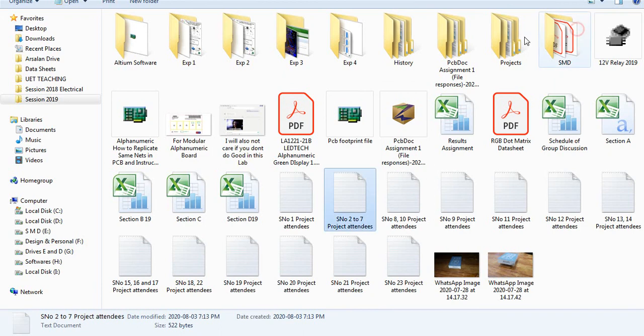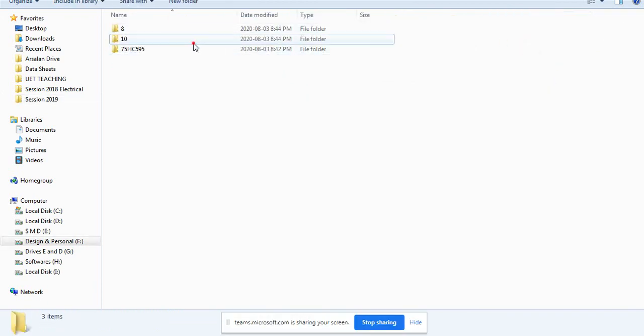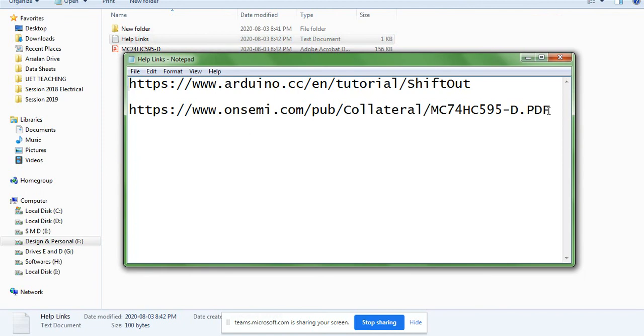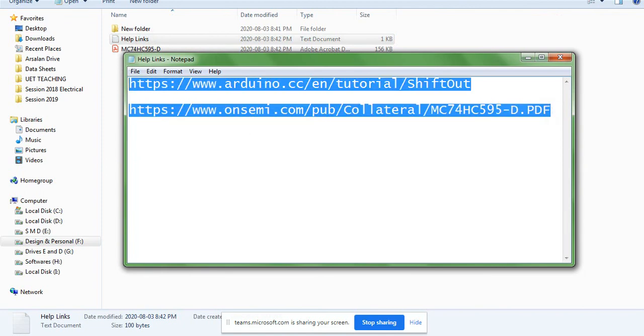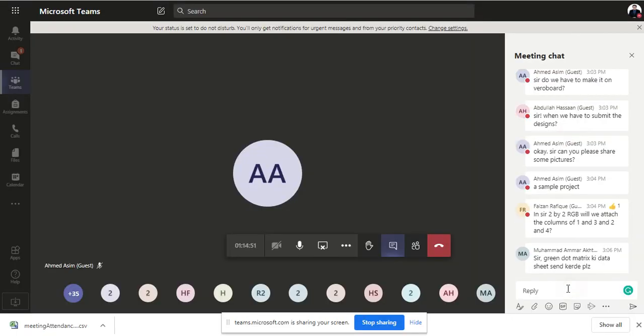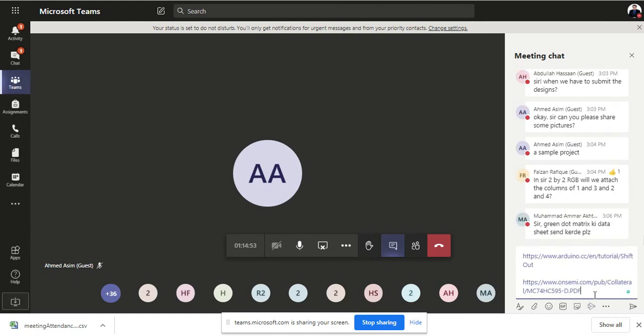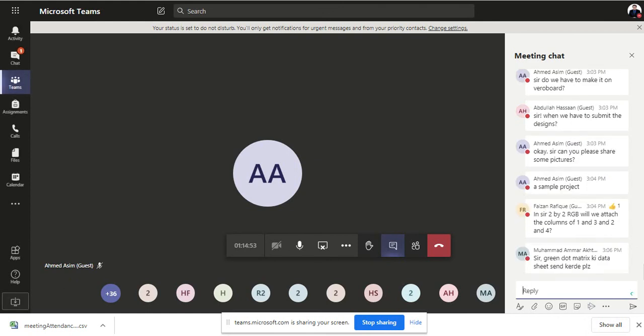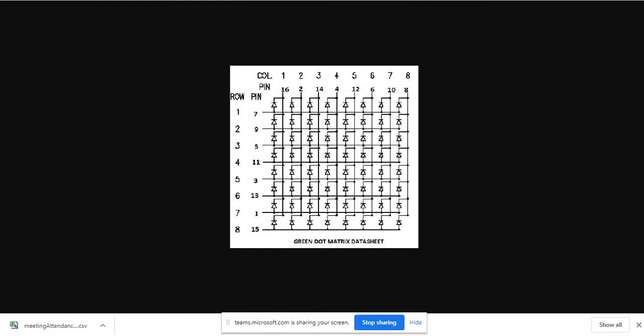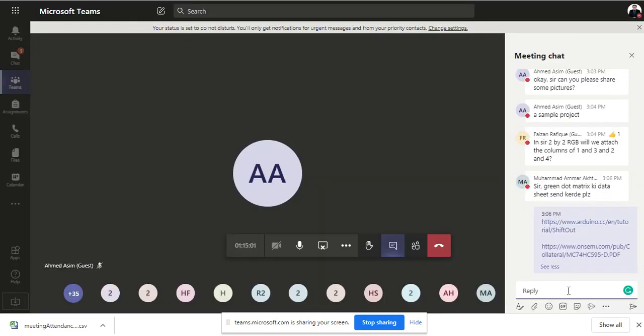Meanwhile, those who are still interested in having the 595 circuitry, these are the two links which can be helpful. Those who have 595, yes beta, the green dot matrix datasheet is available on the website. I'm pasting that one as well.